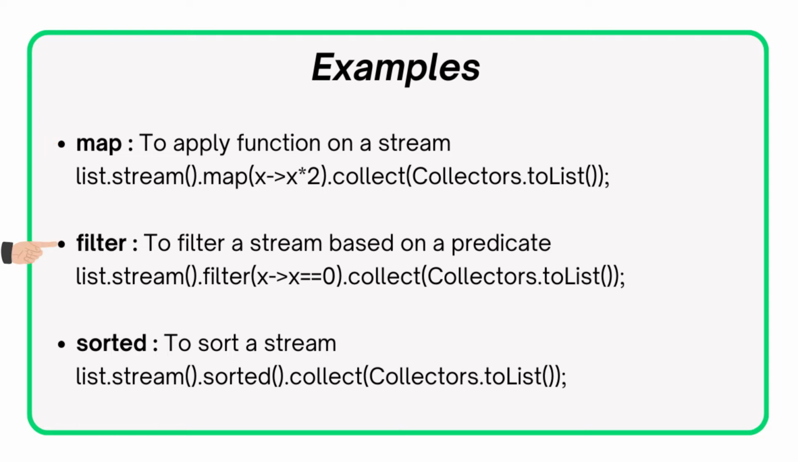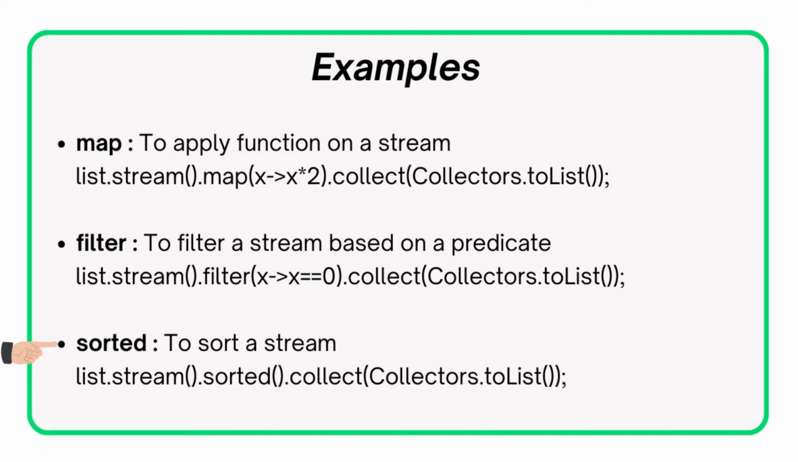Filter, operation used to filter a stream based on a predicate, that is a condition. So list.stream().filter(x -> x % 2 == 0).collect(Collectors.toList()). Here again, the stream function returns a sequential stream with this list as its source. Then on that stream, we have used the filter operation to filter based on a predicate where we are fetching elements equal to 0, and again finally a collect operation to collect the result.